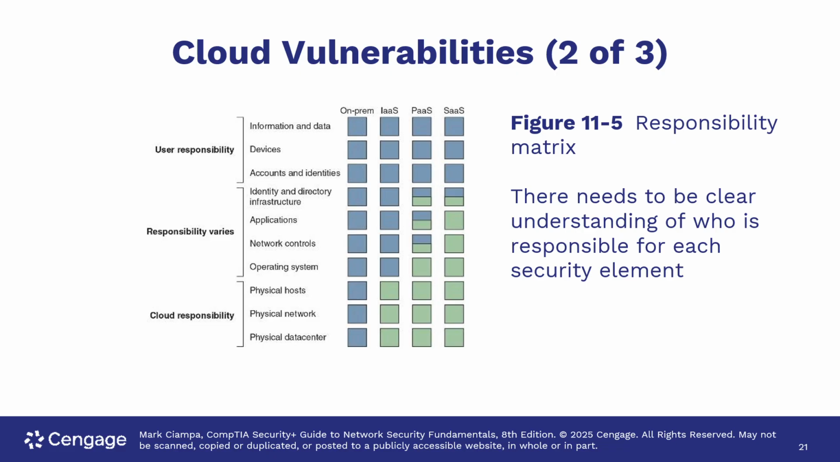So here's another table. User responsibility varies, cloud responsibilities. We're spread this from on-premise, infrastructure as a service, platform as a service, and software as a service. And you can see with on-premise, pretty much everything is here. As you go to infrastructure as a service, platform as a service, and finally software as a service, you have more of that who's responsible for this.